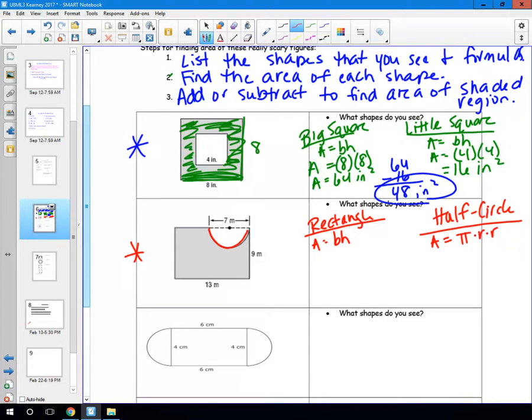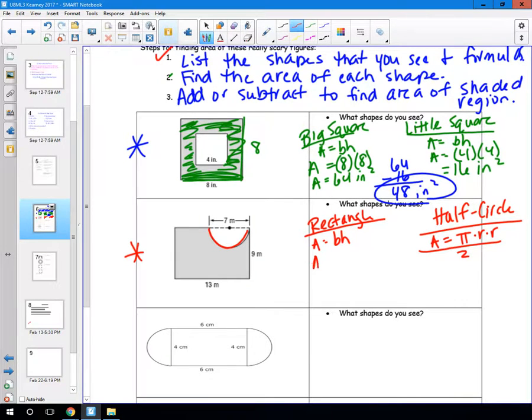But I don't have a whole circle. I have a half of a circle. So how would I find the area of half of a circle? That's right, I would divide by 2. Okay, so now I've done step 1. I've listed the shapes and their formulas. Good, step 1, check. Step 2, now I've got to find the area of each.